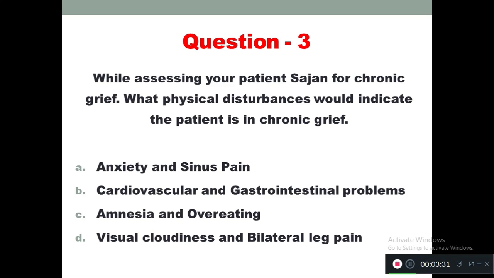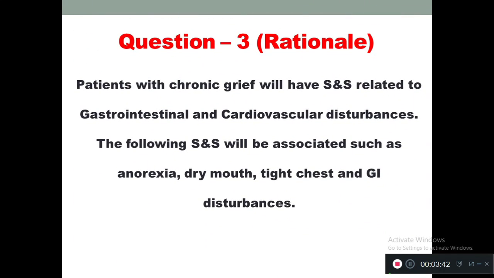The physical disturbances associated with this psychological problem will be option B, cardiovascular and gastrointestinal problems. The rationale: a patient with chronic grief will have signs and symptoms related to gastrointestinal and cardiovascular disturbances. The following signs and symptoms will be associated, such as anorexia and dry mouth. These are related to GI, tightness of chest, and other GI disturbances also will be present.